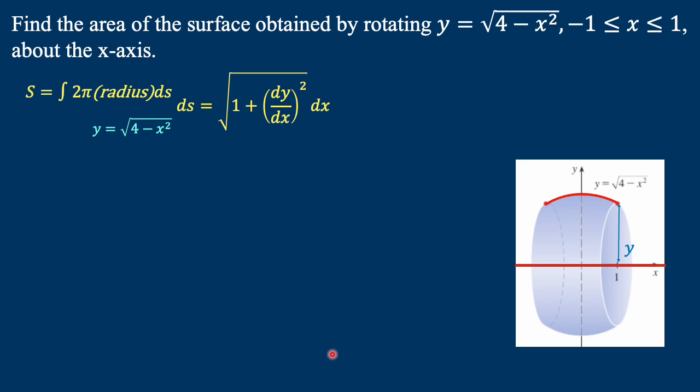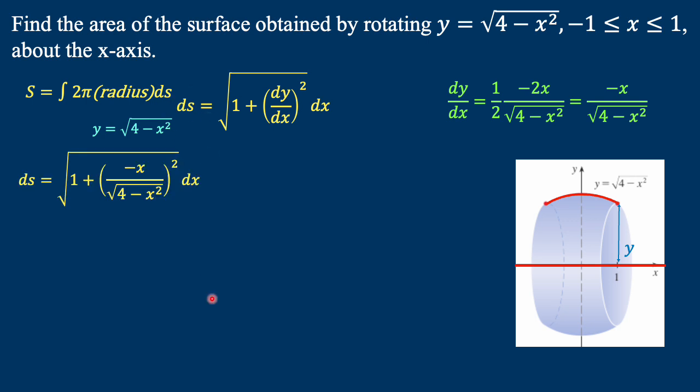So we need to find dy/dx, the derivative of y, first. We have to use the chain rule. The power is 1/2, so bring it down: 1 over the square root of 4 minus x squared, times the derivative of 4 minus x squared, which is negative 2x. Cancel out the 2, and we get negative x over the square root of 4 minus x squared. Let's find ds first. ds is the square root of 1 plus (dy/dx) squared. Negative x over the square root of 4 minus x squared, squared, is x squared over 4 minus x squared.